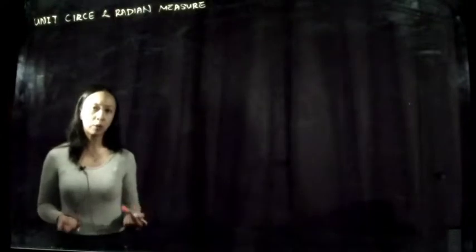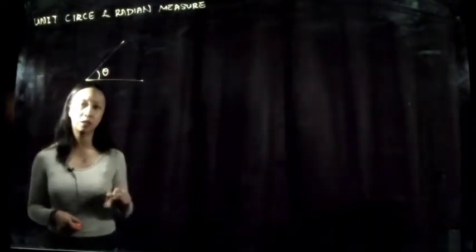So, for this chapter, we are talking about unit circle and radian measure. So, what is a radian measure? A radian is a unit to measure angles. So, for example, if we have this and we have an angle which is a theta.